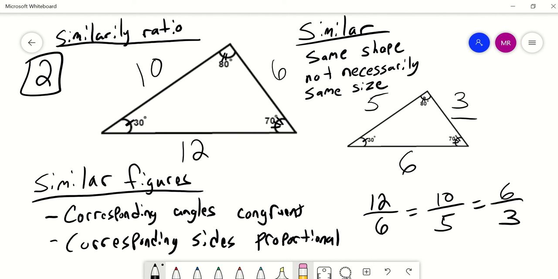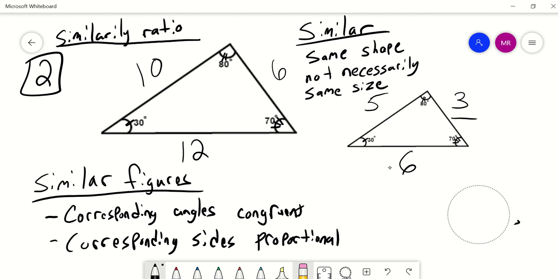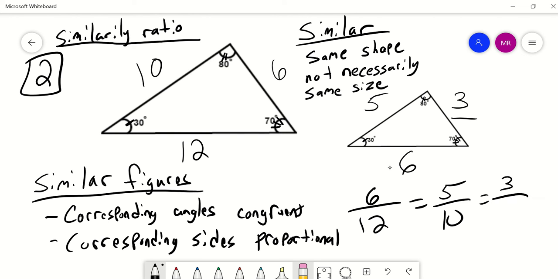Now, if you went the other way, if you flipped all these around, and I'll do that so you can see it, you could say 6 over here corresponds to 12 over here, and 5 over here corresponds to 10 over here. So 5 corresponds to 10. So we're going small over big. Earlier we went big over small. Now we're going small over big. And 3 corresponds to 6. Well, if we simplify all these, you would get 1/2. How is 2 related to 1/2? Well, think about 2 as a fraction.